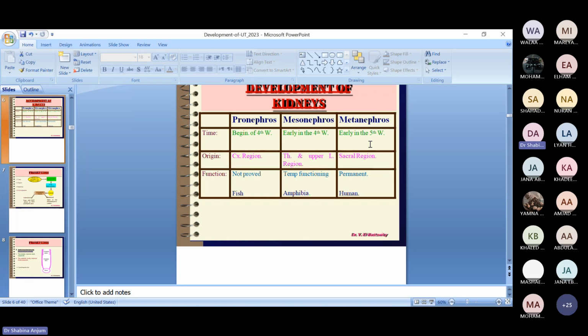Metanephros will develop in the early fifth week in the sacral region, and it is the permanent human kidney. So now you know why this nephrogenic cord was present from the cervical to the sacral region, because in the developmental stage, the pronephros will be present in the cervical region. Then mesonephros will develop in the thoracic and upper lumbar region, and the metanephros in the sacral region. So it is caudal to each other.